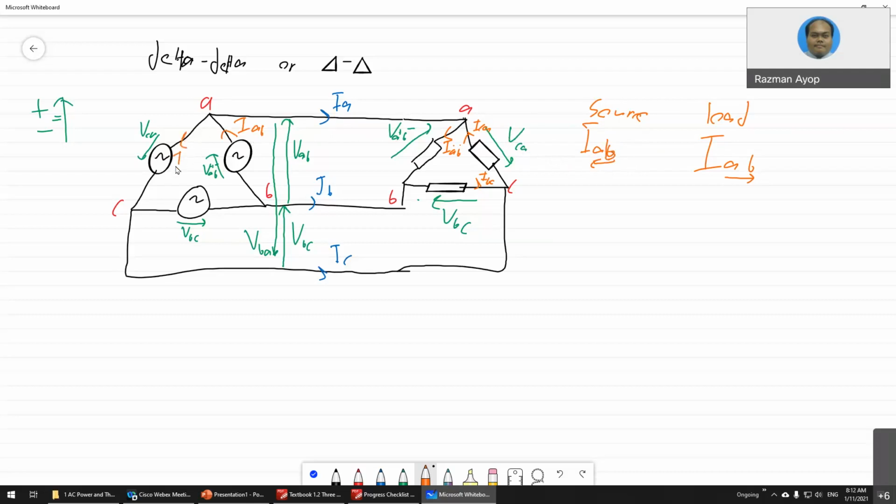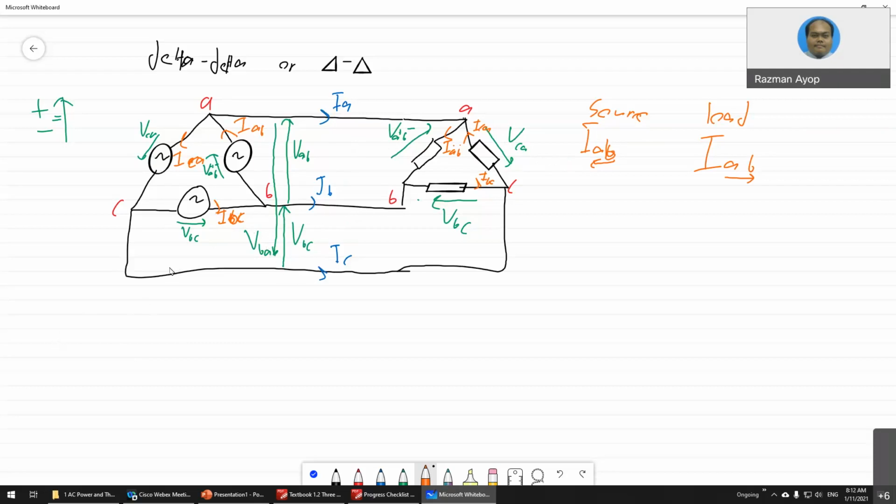Same as here, this one is CA, sorry, CA, and this one is BC, IBC. So you have to make sure you know how to draw everything. Now the analysis part.